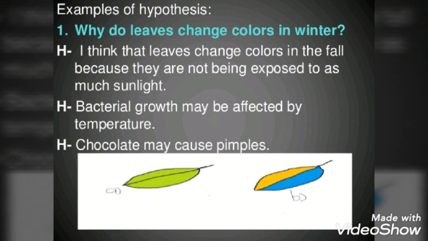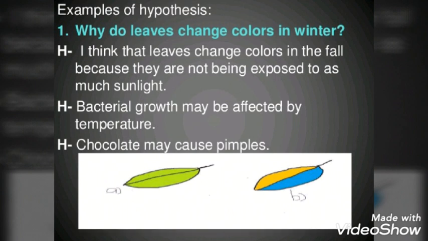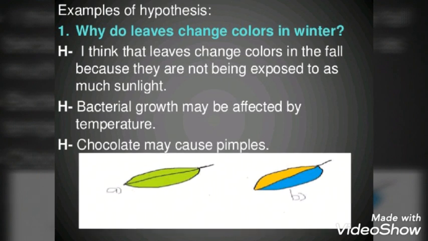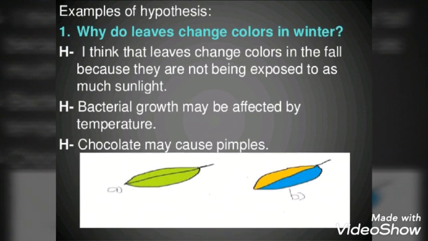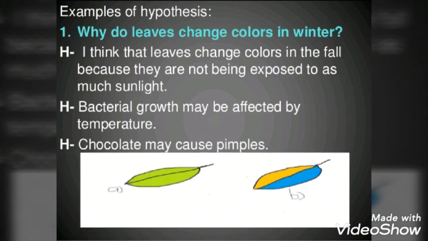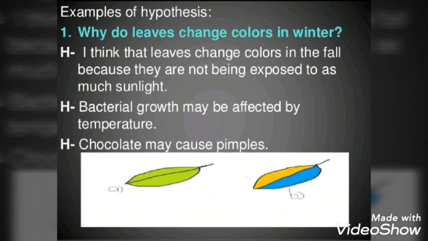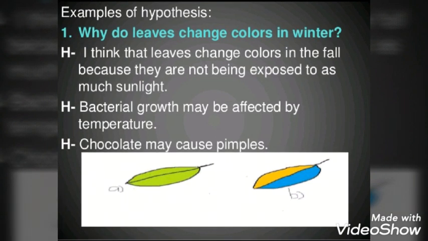Then the second hypothesis is bacterial growth may be affected by the temperature. So your second is that for changing color, bacteria can be responsible. Then the third one is chocolate may cause pimples. So this third one is absolutely not related to your problem statement. So is your hypothesis, which can be positive and which can also be negative and has no relation. That is, one hypothesis is correct and one hypothesis is wrong, and that is what you have to prove, why your hypothesis is wrong and why your hypothesis is true.